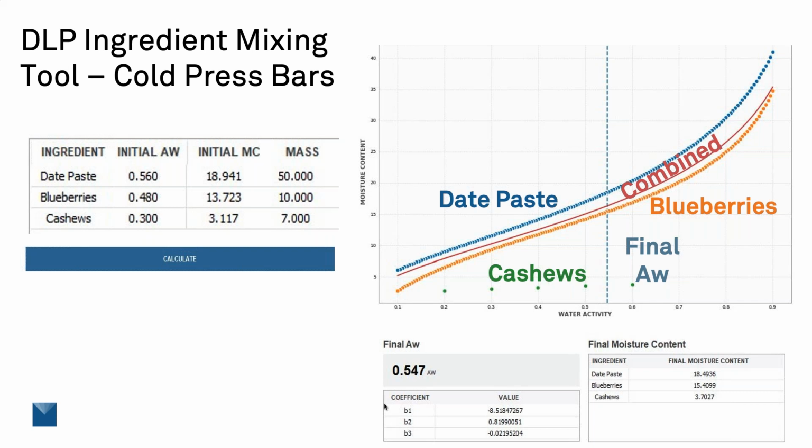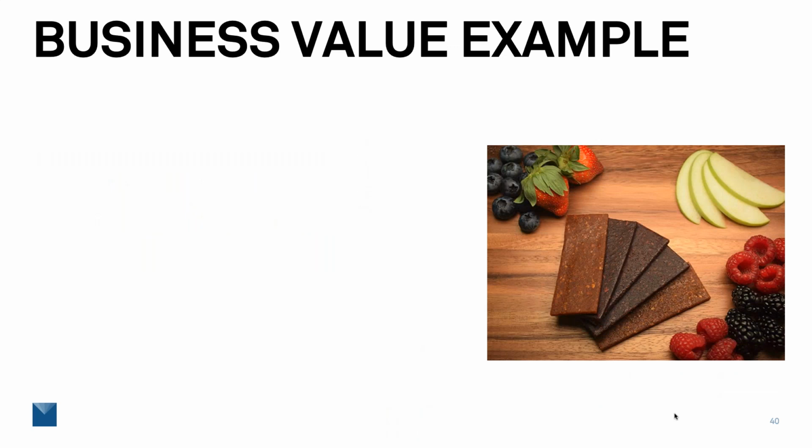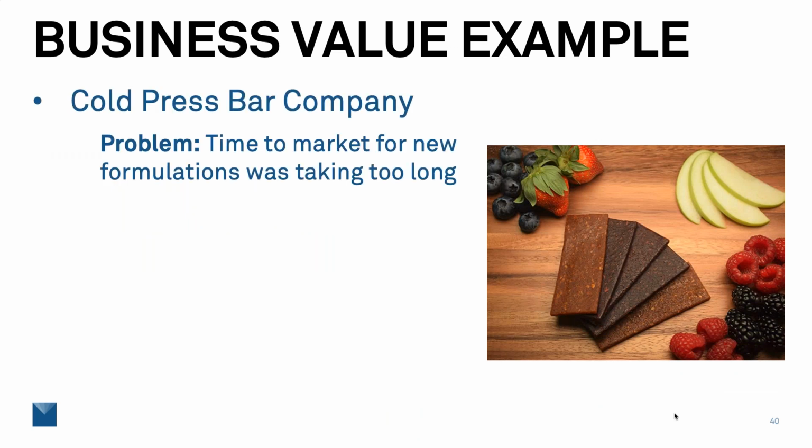And then finally, over here to the right, this is just information about the moisture content, so you can understand the direction that water is moving between your ingredients. Here's an example or a narrative from a company using this type of technology.